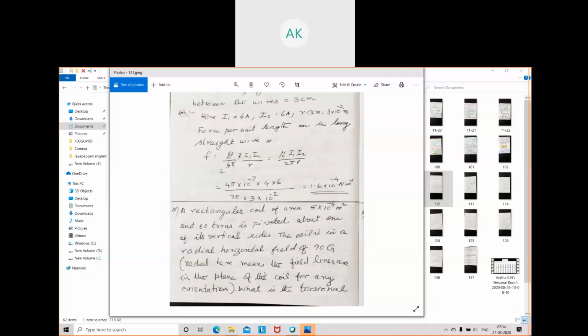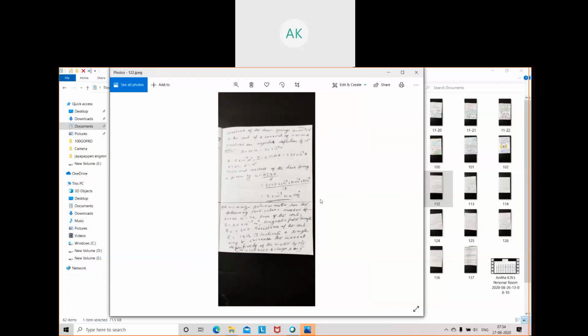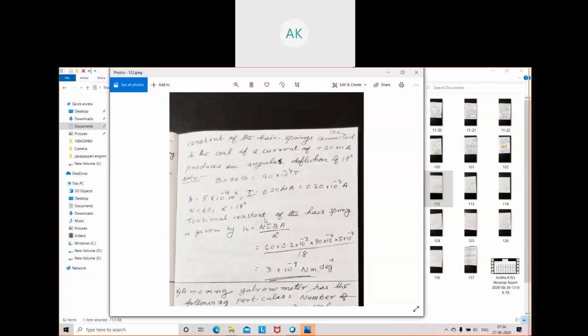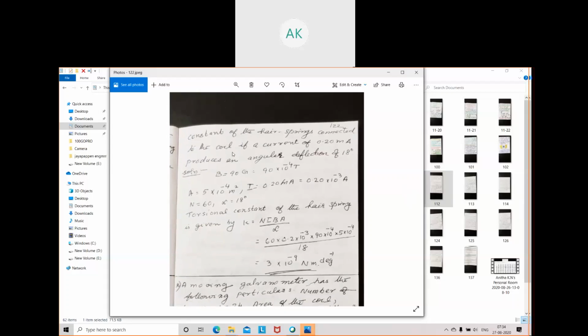And here what is asked? What is the torsional constant? Torsional constant we have to find out. Torsional constant means K, the torsional constant of the hair spring connected to the coil. If a current of 0.20 milliampere, you have to change it to ampere, produces an angular deflection of 18 degrees. So all the values you can write. Magnetic field is 90 Gauss, it is given, so you have to convert it into Tesla. 1 Gauss, that you should know. 90 Gauss. 1 Gauss is 10 raised to minus 4 Tesla.